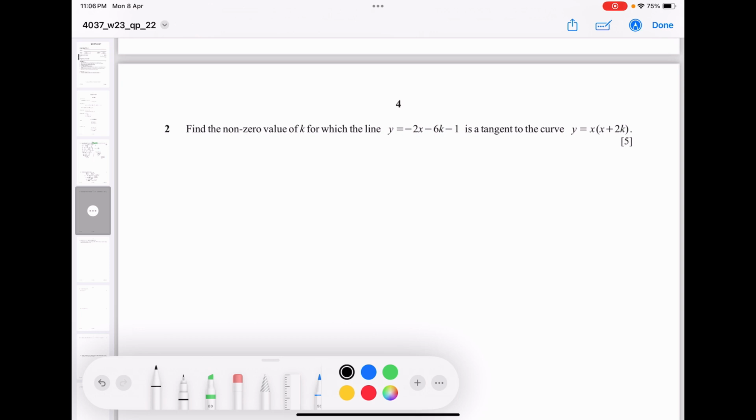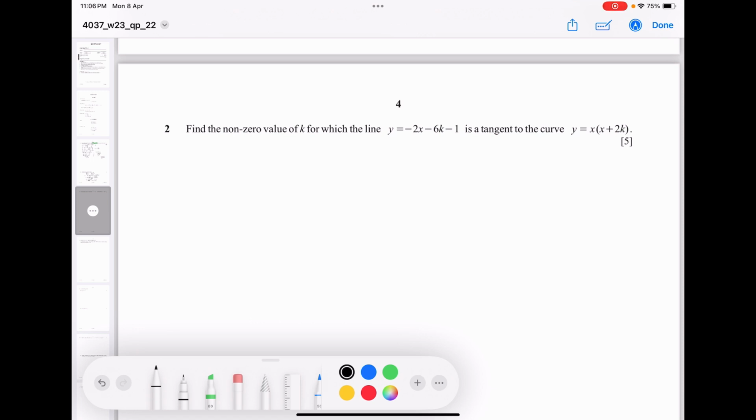Now find the non-zero values of k for which y equals 2x minus 6k minus 1 is a tangent. This is the important point, that it is a tangent to the curve y equals x plus 2k. If it is mentioned that it intersects, we can use b squared minus 4ac greater than 0, the discriminant is greater than 0. For a tangent, b squared minus 4ac equals 0, and for does not intersect or meet, b squared minus 4ac less than 0.